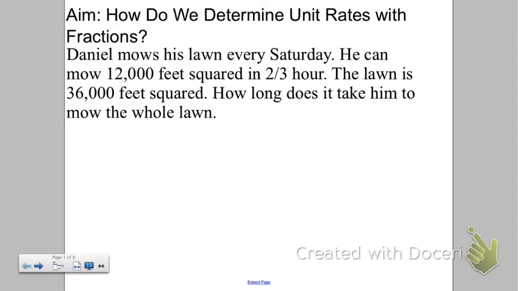Today's lesson is on how do we determine unit rates with fractions. Problem 1. Daniel mows his lawn every Saturday. He can mow 1,200 feet squared in 2/3 of an hour. The lawn is 36,000 feet squared. How long does it take him to mow the lawn?